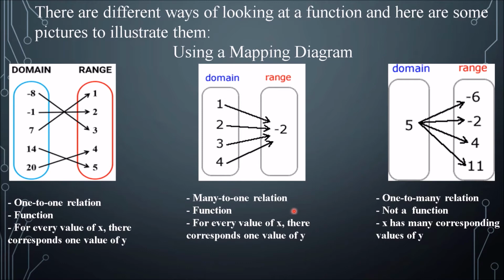Let's have the third diagram. Only one value of x, but many values of y. Of course, this is not a function. This is what we call a one-to-many relation. Take note, a one-to-many relation is not a function. Why? Because x has many corresponding values of y. In order for this to be a function, there must be one value of y only for every x.